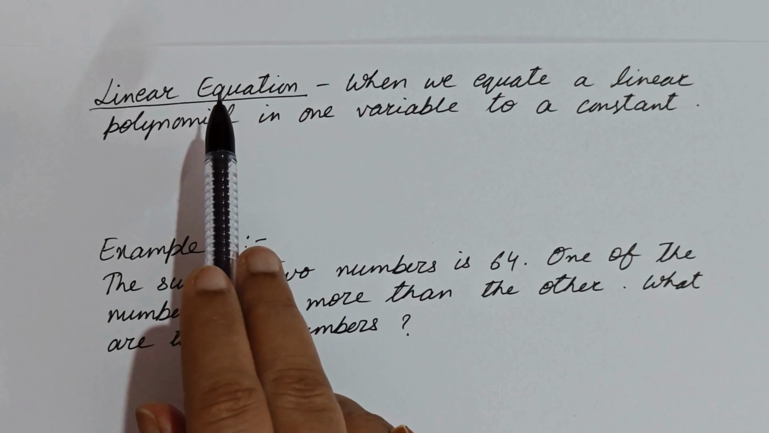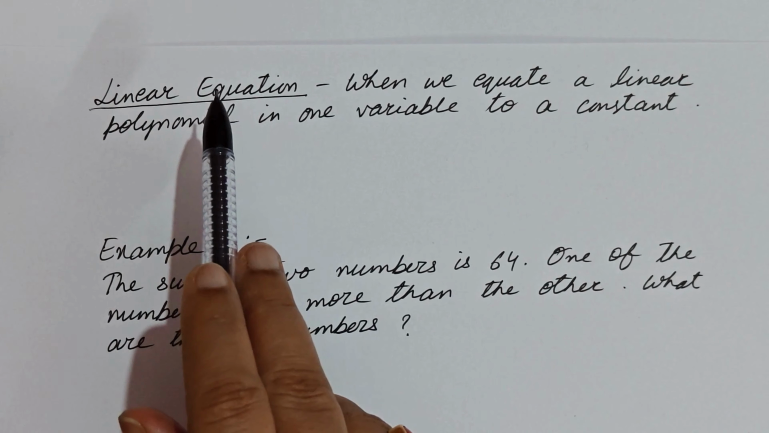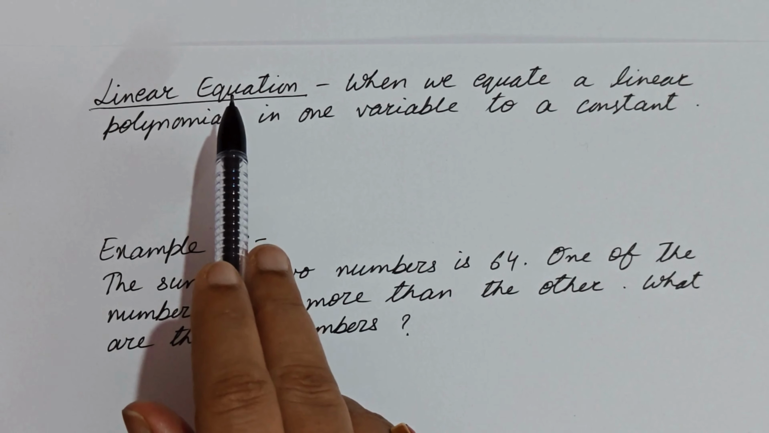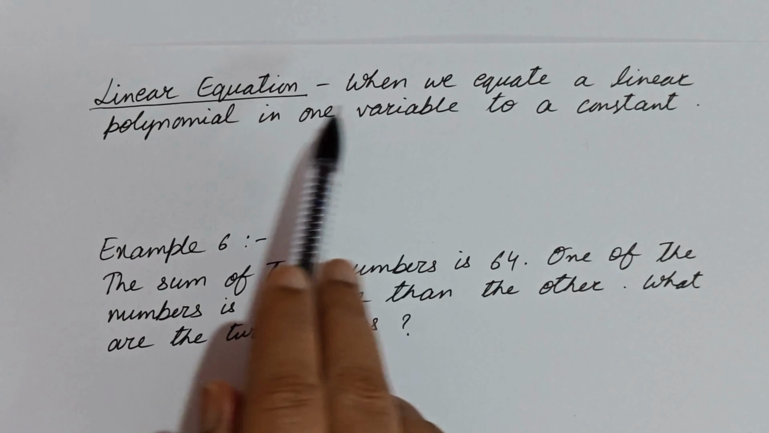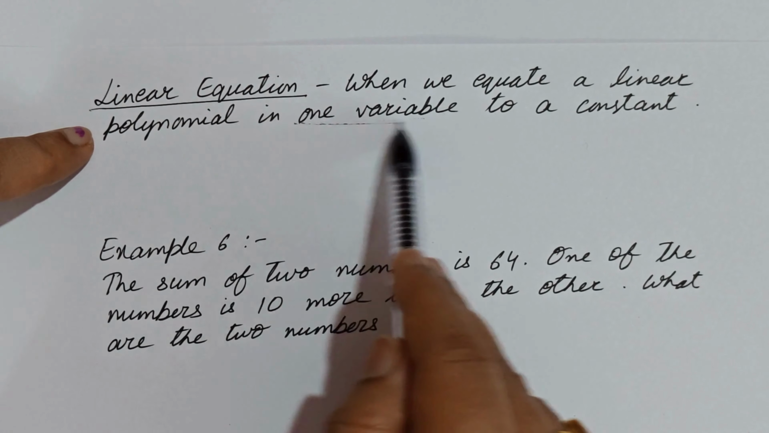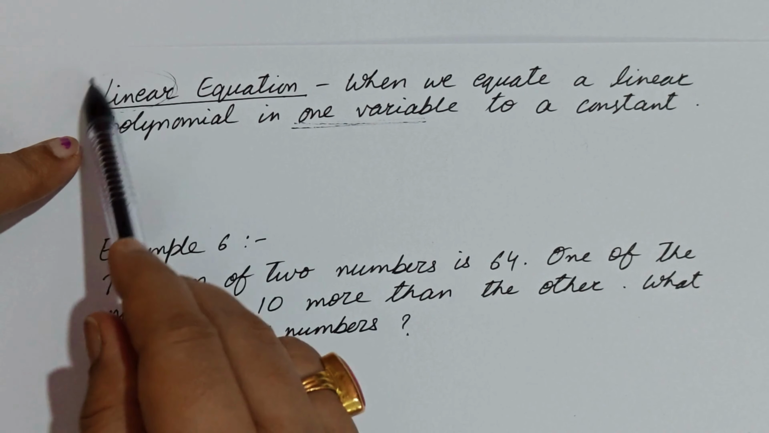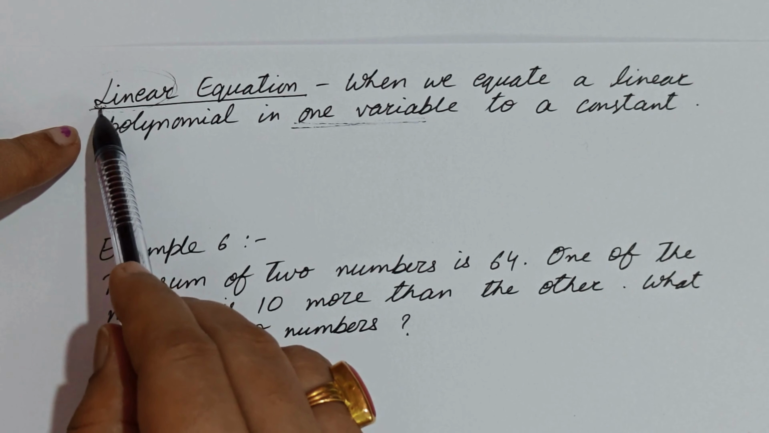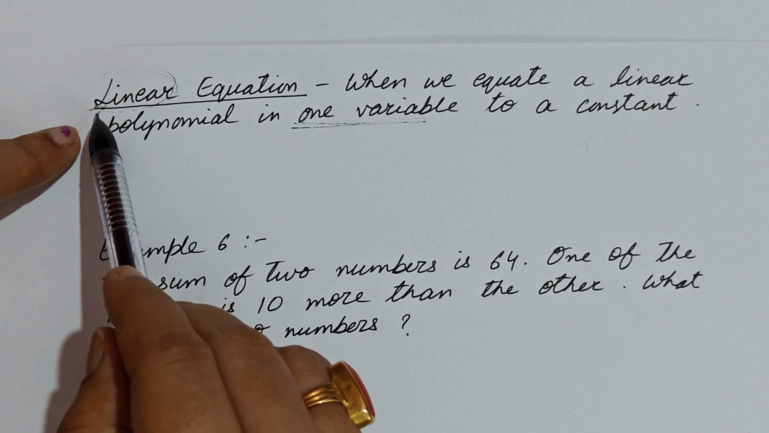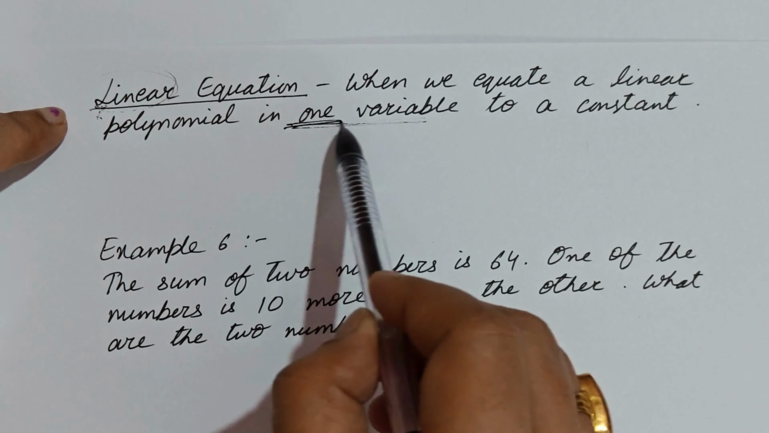Equation, right? When we are having left hand side and right hand side, that is equation. So in an equation, when we equate a linear polynomial in one variable. Why one variable? Because we are talking about linear equation. Linear is what? One. Highest power, that means the degree of the polynomial should be 1. That is linear equation. So they are telling here one variable.